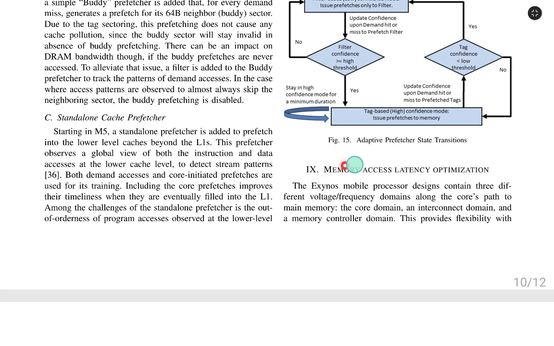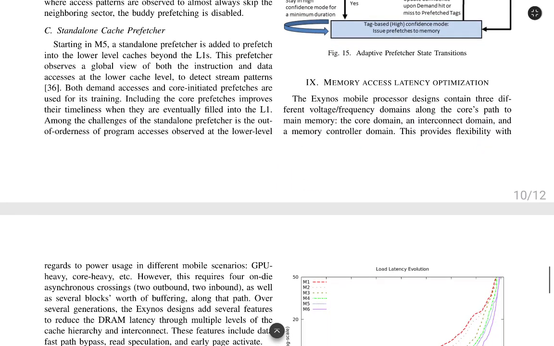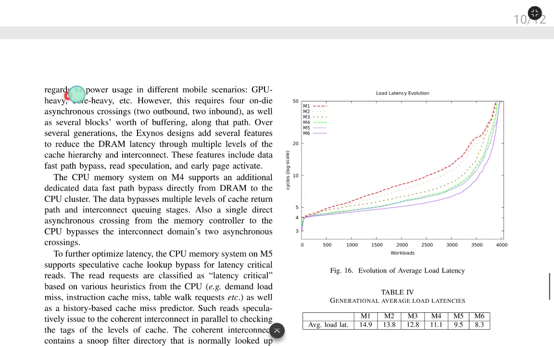Chapter 9. The Memory Access Latency Optimization. The Exynos mobile processor designs contain three different voltage and frequency domains along the core path to main memory: the core domain, interconnect domain, and the memory control domain. This provides flexibility with regard to power usage in different mobile scenarios, GPU heavy, core heavy, and so on. However, this required 4 on-die asynchronous crossings outbound and inbound, as well as several blocks with buffering along the path over several generations.